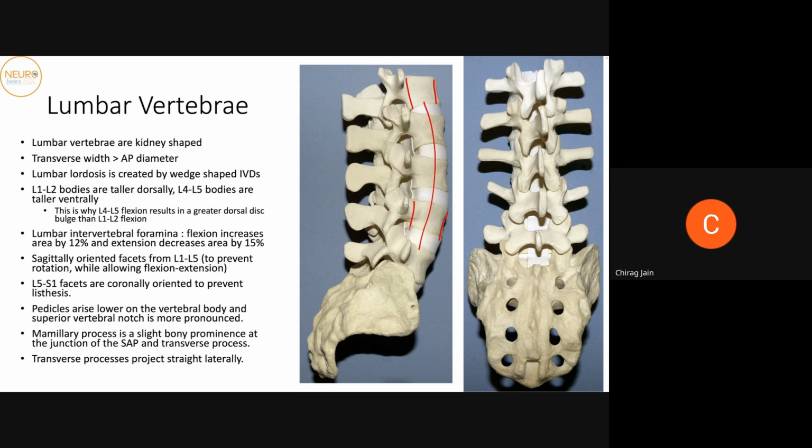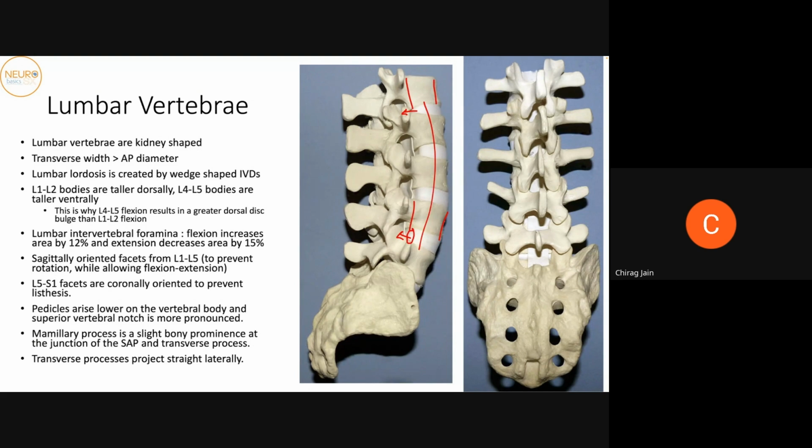So whenever there is lumbar flexion at the level of L4, L5, there is going to be more space posteriorly. And that is why there's a greater dorsal disc bulge. On the other hand, there is not so much space at L1, L2 when you are flexing, so there is not so much of a disc bulge. This is one of the reasons why L4, L5 disc pathologies are a lot more common.